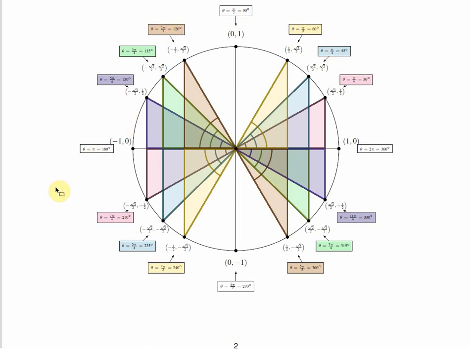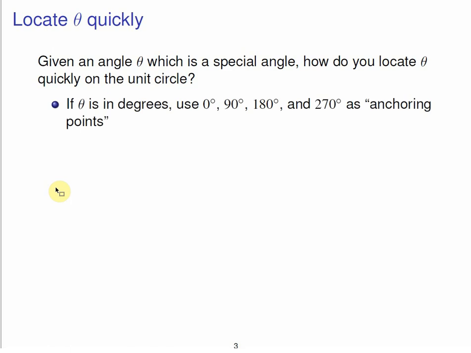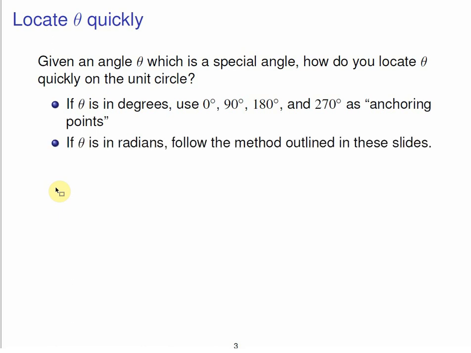These slides will go through a method of navigating the unit circle quickly. So given an angle, which is one of these special angles on the unit circle, how do you locate theta quickly on that circle? Well, if theta is in degrees, then you can use 0 degrees, 90 degrees, 180 degrees, and so forth as anchoring points, just use the x and y axes to help. You can go, okay, I've already traveled 180 degrees, and then subtract to figure out I still need to travel 30 degrees more, and that'll get you going. But in radians, this is trickier, especially with all the fraction subtraction, so I have a better idea.